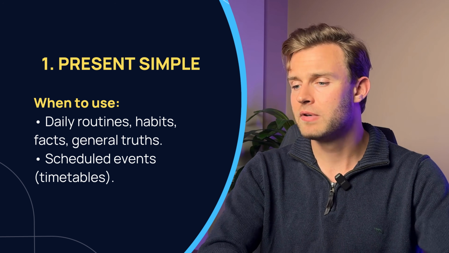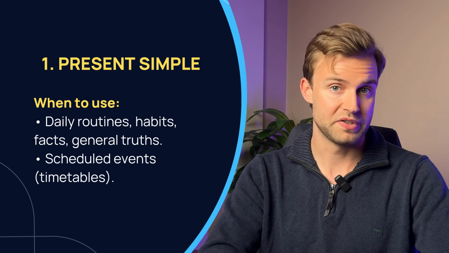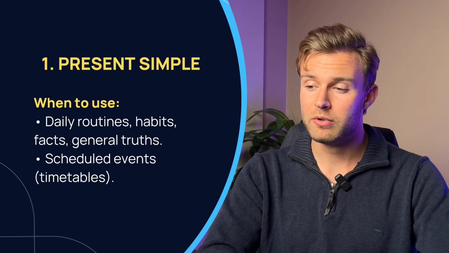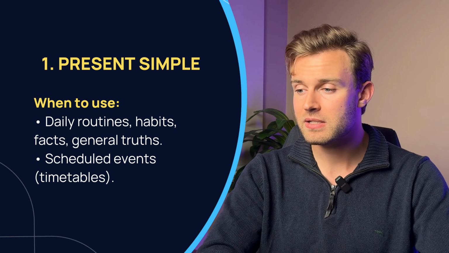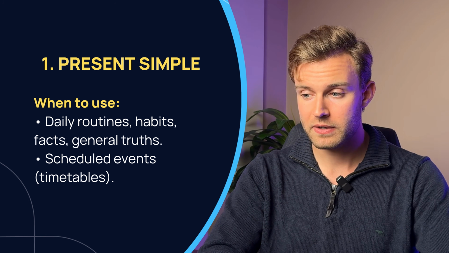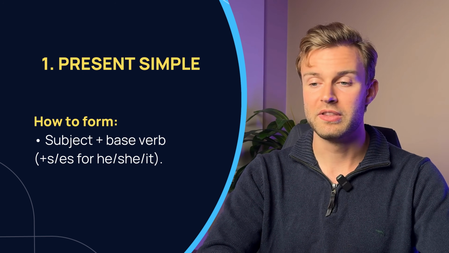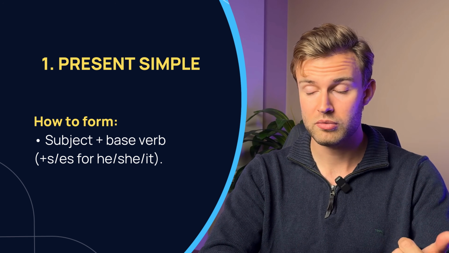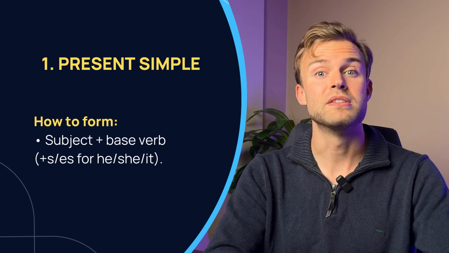Now let's start with the present simple. This is probably the first tense you learned when you started studying English. We use the present simple for daily routines, so things that happen often, habits, facts, general truths, and scheduled events, so things that are planned. We form it with the subject, I, you, he, she, it, we, or they, plus the base verb.